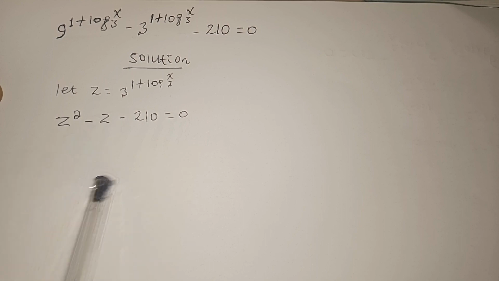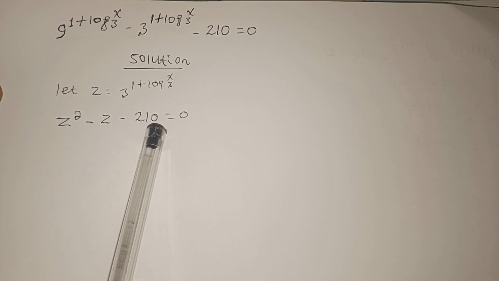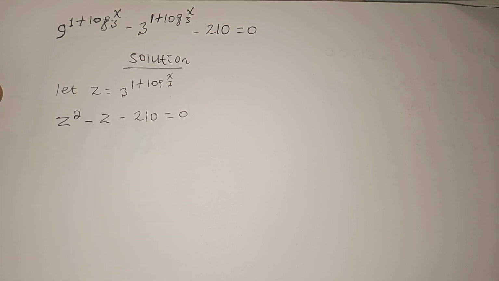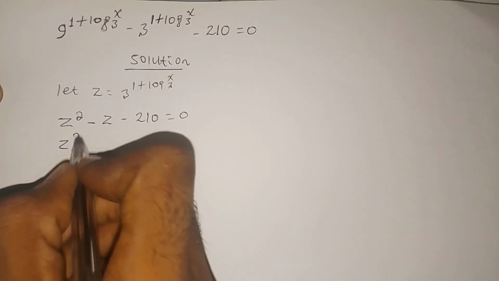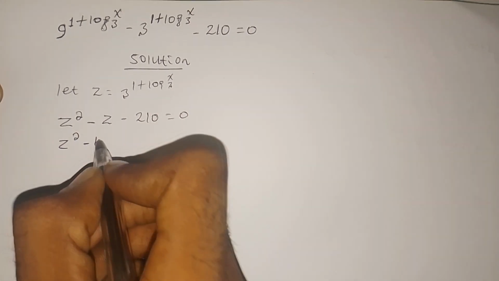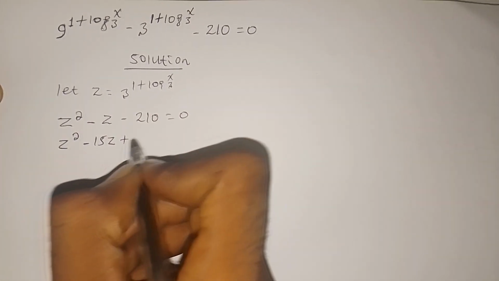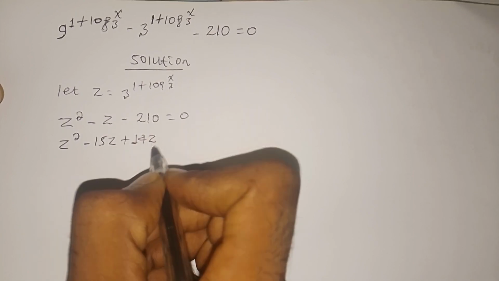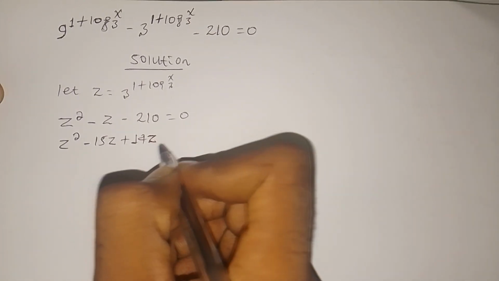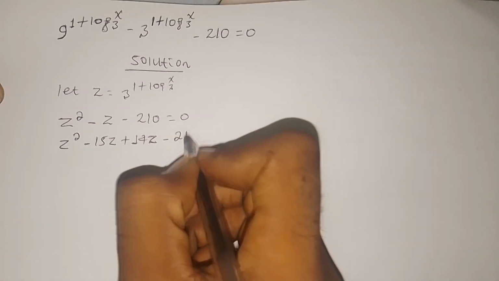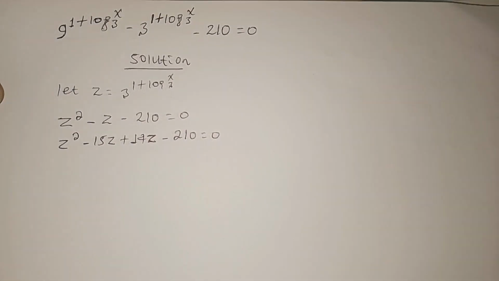So we are going to find two numbers whose sum is negative 1 and whose product is negative 210. Those numbers are negative 15 and 14. Therefore z square minus 15z plus 14z minus 210 is equal to 0.